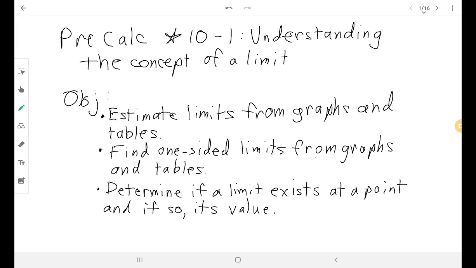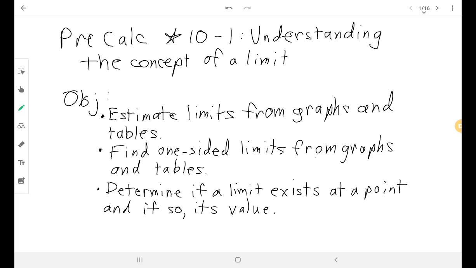Hello, PreCalc. Today we're going to study Edgenuity Section 10.1. It is called Understanding the Concept of a Limit. This is the first look into actual calculus. Limits is where calculus starts.